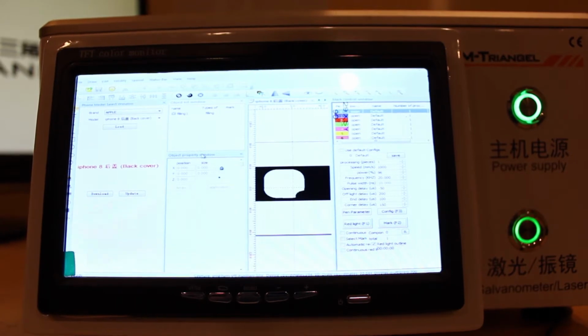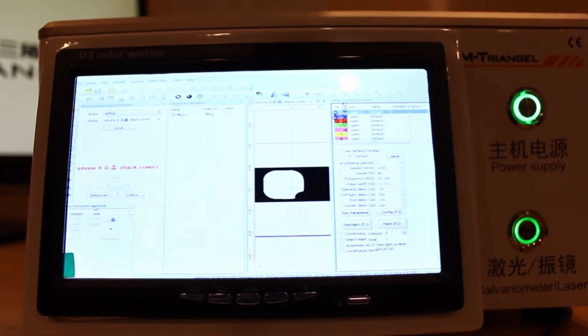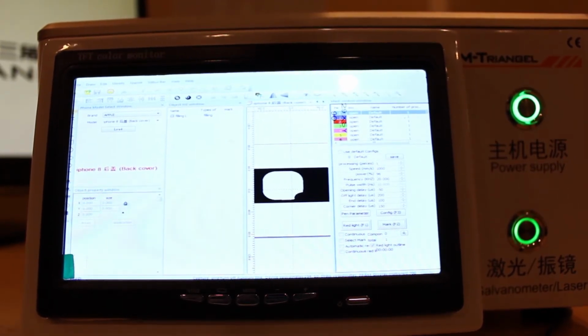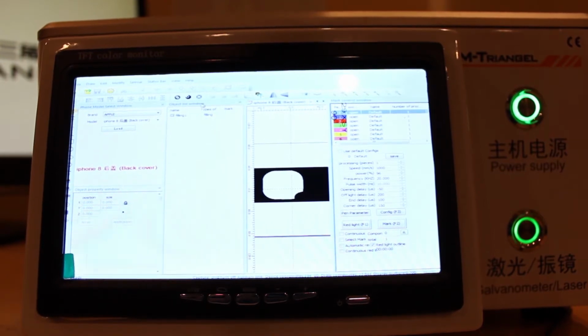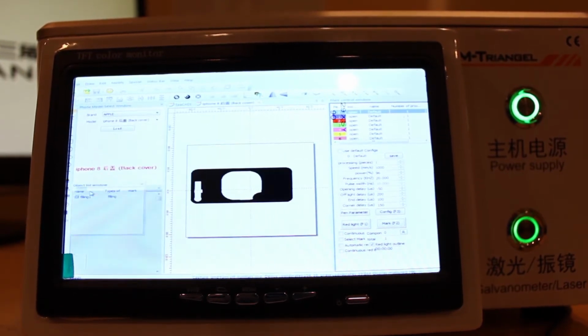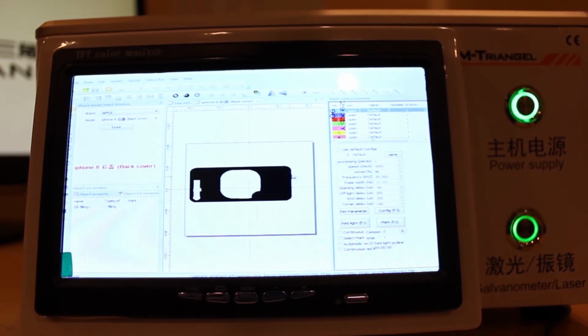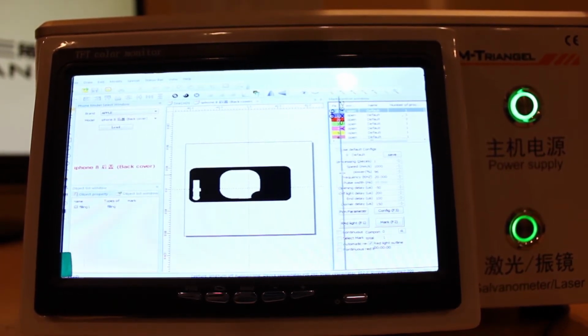The included monitor with the M-Triangel PGoneS is roughly 7 inches. It's not very big, and seeing the output of the program can be a little difficult, especially when dealing with different window panes and submenus that are built into the machine.